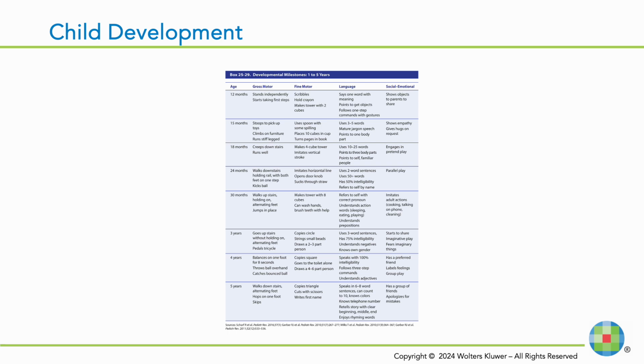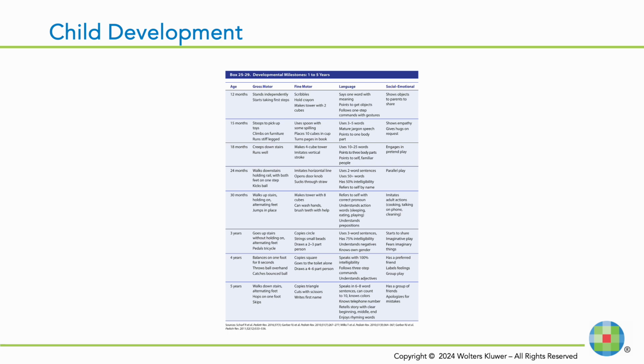By about 15 months of age, are they able to stoop down and pick up a toy? Are they able to climb up on furniture? They're still going to be running stiff-legged. Are they using a spoon with some spilling? Can they place some cubes in a cup? Are they able to turn the pages in a book? Are they using a few words? Their speech jargon should be maturing. They can point to a body part. They could show empathy, give hugs on request by about 1.5 years of age.